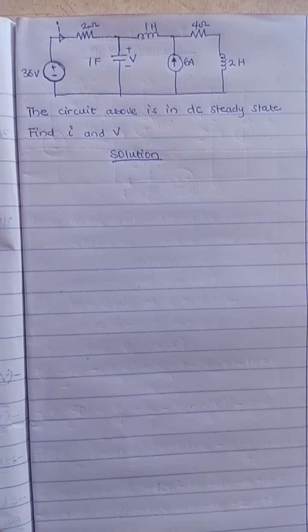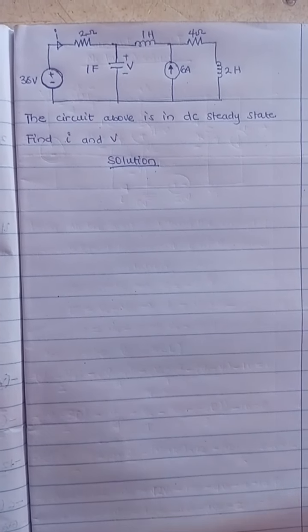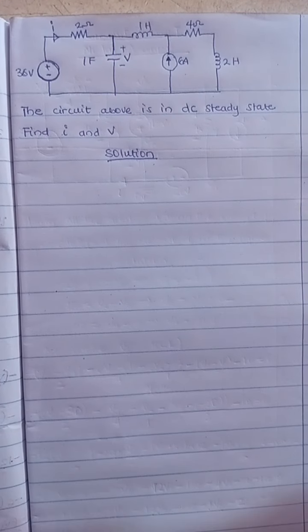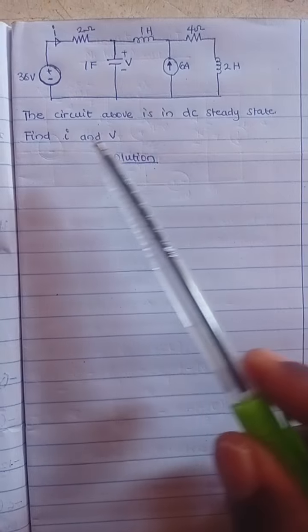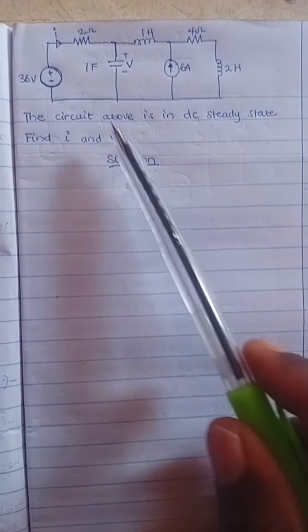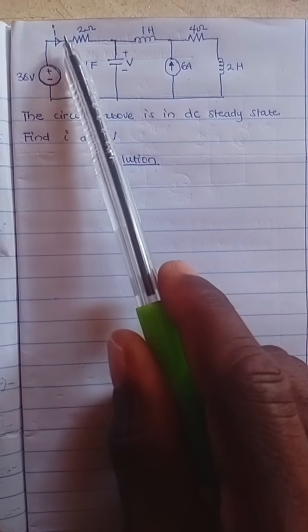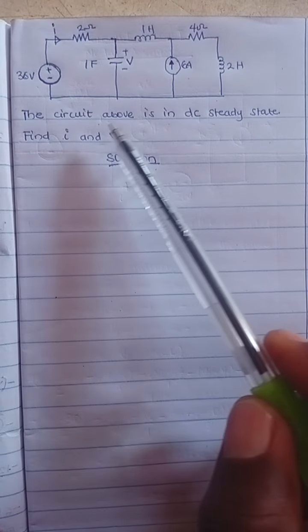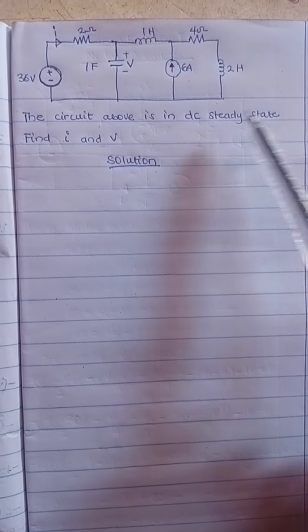Okay, good morning, everyone. Shortly, we're going to solve this question. In the circuit above, the circuit is in DC steady state. Find I and V. This current is I, and the voltage across this capacitor is V. And remember, the question says it is in DC steady state.